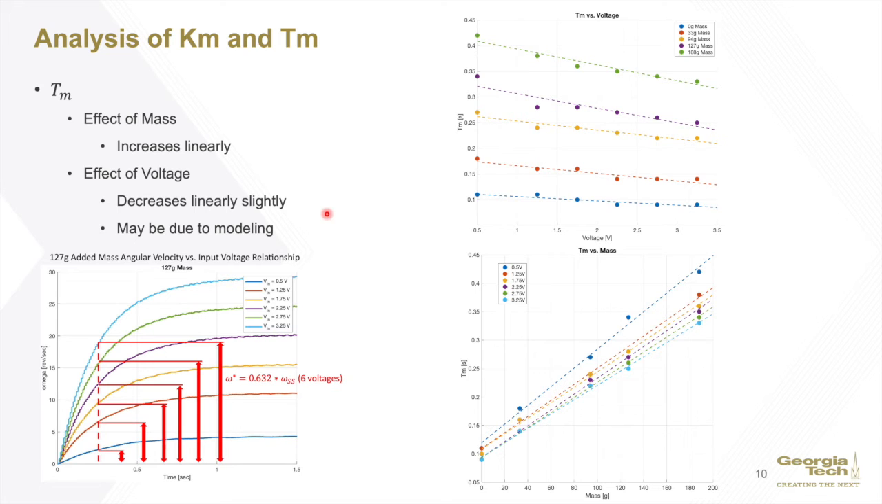To determine the effective voltage on the motor time constant, we plotted the motor time constant versus input voltage for each of the 30 trials. As you can see, for a given mass, the motor time constant decreases slightly as you increase voltage. However, in theory, this motor time constant would remain relatively consistent as you increase the voltage. This may be due to the modeling assumptions made and the fact that this is in reality a second order system, and we simplified it to a first order system.